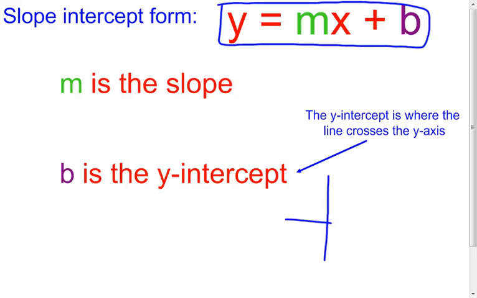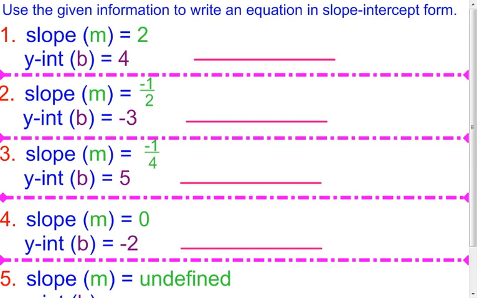So if we're dealing with a graph right here, and let's say that this is our line, just a reminder that this point right here is called the y-intercept, or the b in the equation. Okay? So first of all, we're going to take what I gave you and write them in slope-intercept form.